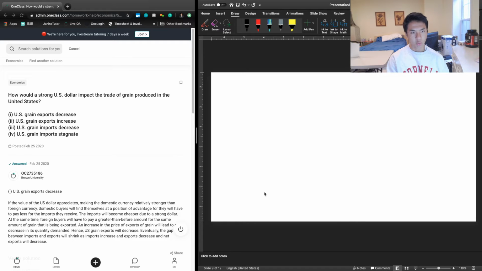So the first question is, what does a strong US dollar really refer to? A strong US dollar means that it is more quote unquote expensive in terms of foreign currency, and that other countries have to pay more in order to buy a good given in US dollars.